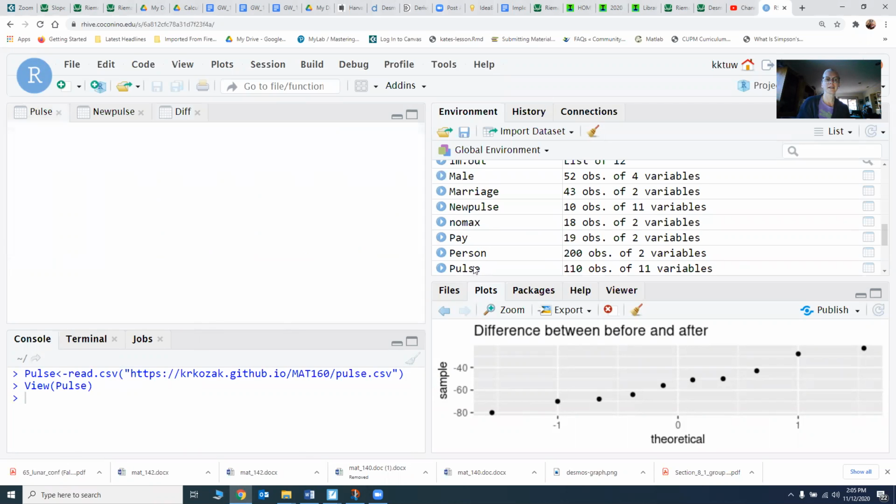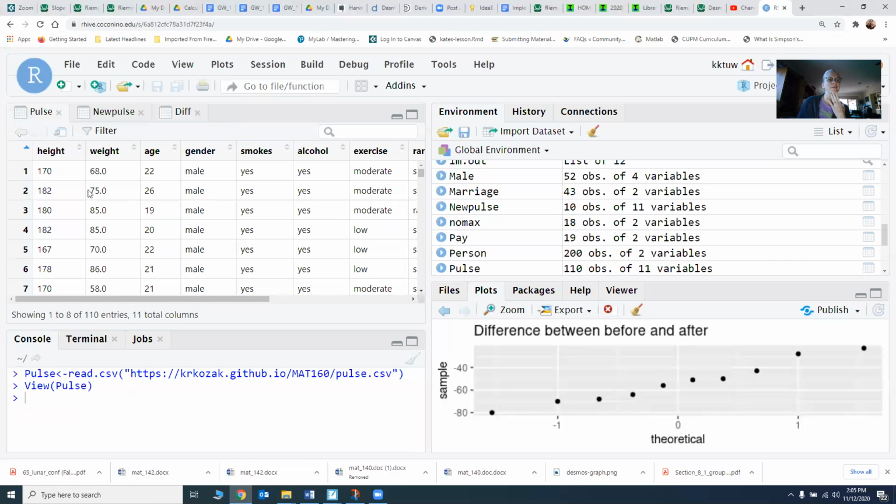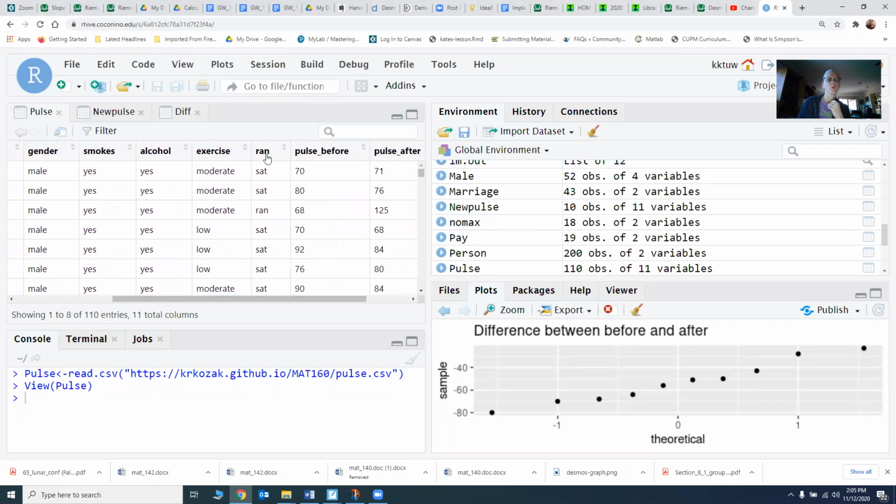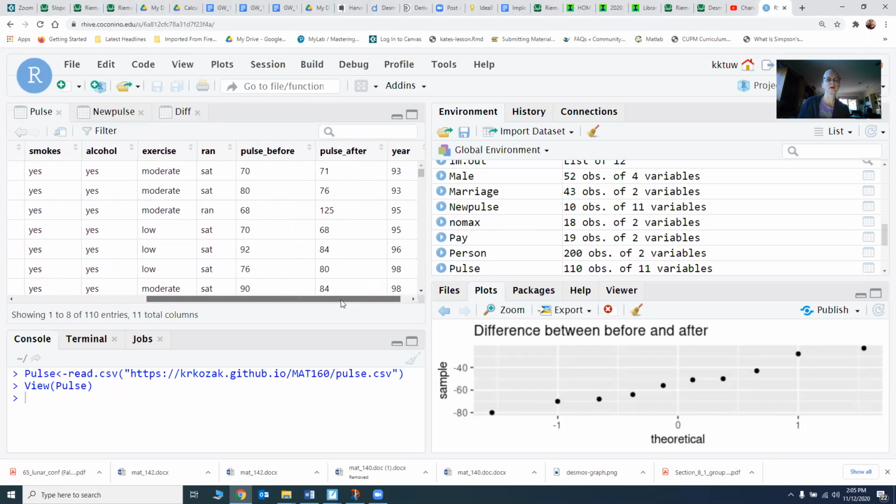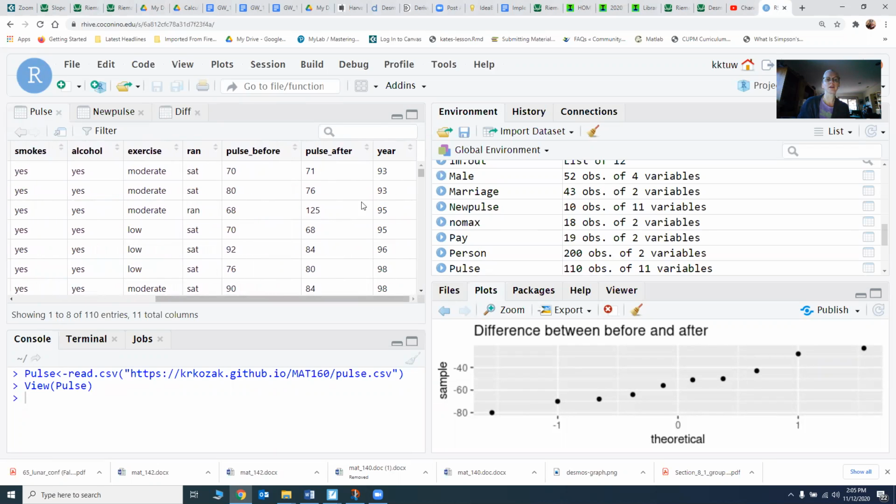So I'm going to go ahead and copy this and put this into R. And so here's my pulse data set. This is what that data set looks like. We have a whole bunch of units of observation. Each row is a unit of observation. They happen to contain the height, weight, age, gender, whether somebody smokes, whether they drink alcohol, whether they exercise, whether they ran or sat in this experiment, what their pulse rate was before and what their pulse rate was after, and what year this was collected.